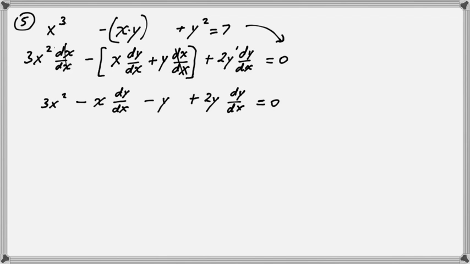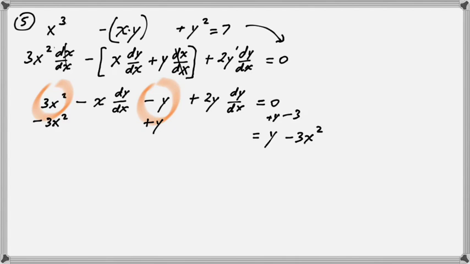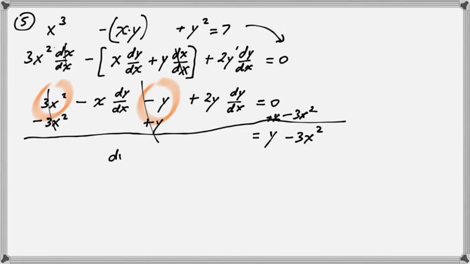I've been telling you to move the terms that do not have dy/dx to the other side. So that means I would add y and subtract 3x². Add y and subtract 3x². That would move all the terms that do not have dy/dx to the right. The two that remain should have dy/dx in them. With practice, you'll be able to factor it out that easily, because there's a positive 2y and a negative x.